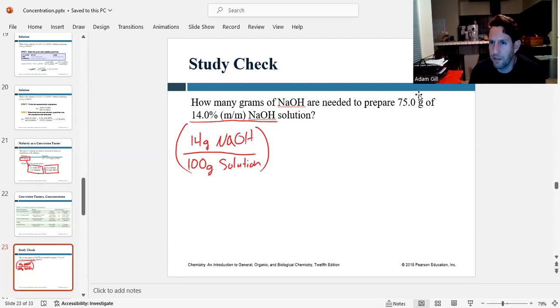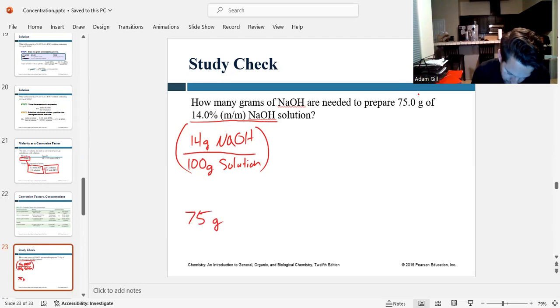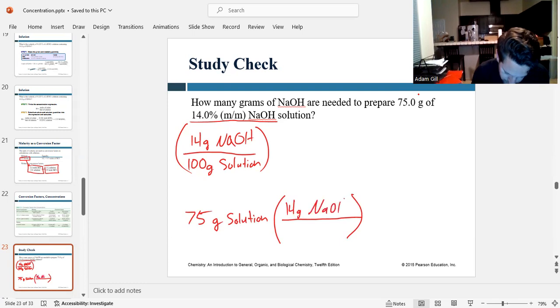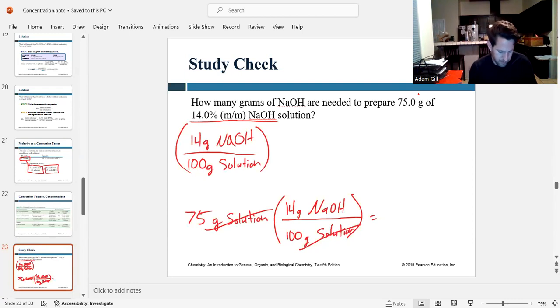Now let's start with the given value, 75 grams solution. And this is 14 grams of NaOH per 100 grams of solution. Grams of solution cancels. So we have 75 times 14 divided by 100, 10.5 grams of NaOH.